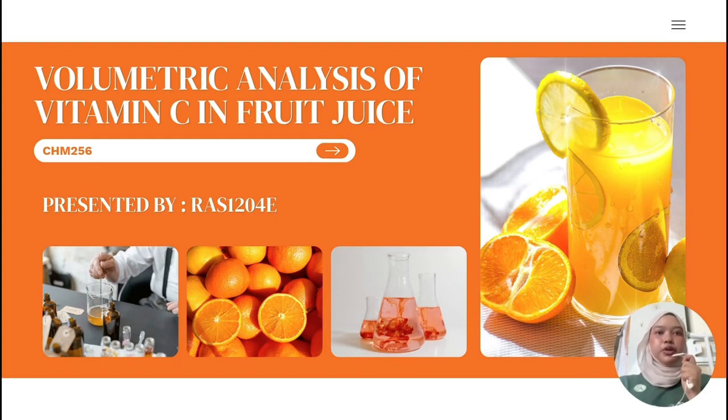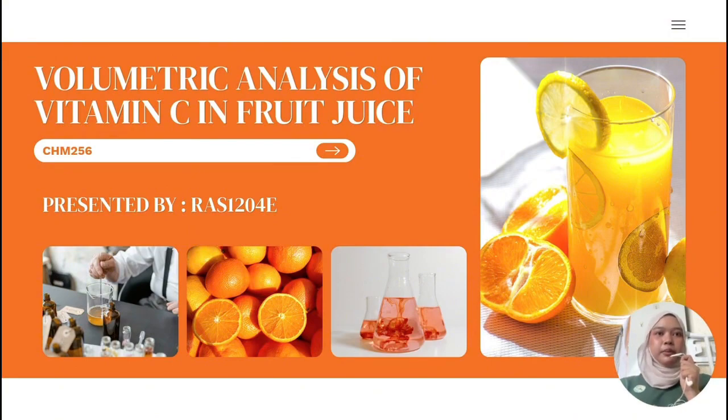This experiment is important because vitamin C is an essential nutrient for the human body, especially for boosting the immune system and maintaining healthy skin. However, the amount of vitamin C can vary depending on the type of fruit, processing methods, and storage condition. Therefore, it is important to measure and analyze its concentration accurately.